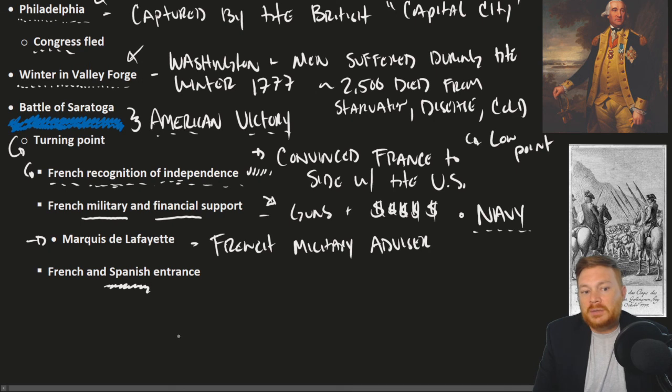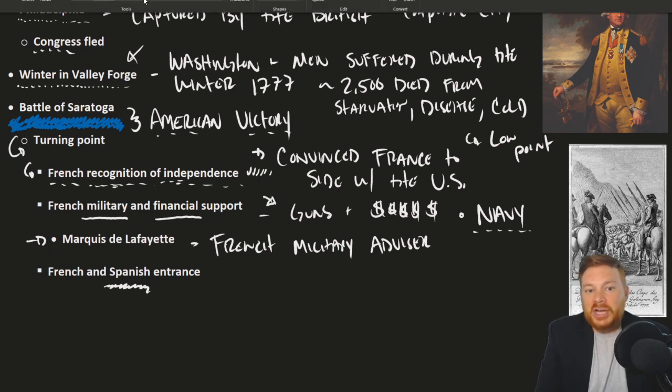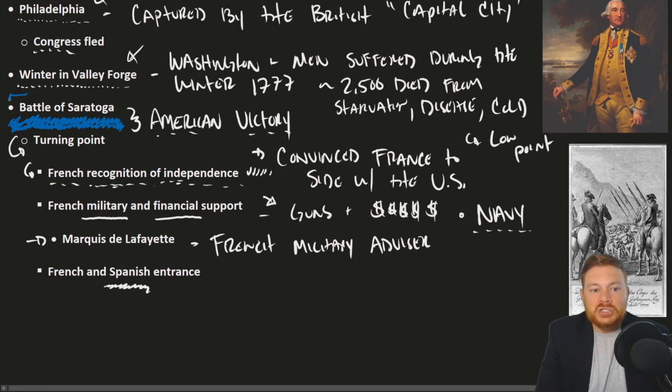So by the time that the Americans were victorious at Saratoga, the complete trajectory of the war had changed. This was no longer a war just simply between Great Britain and its colonies, but it was a war that also concerned global powers such as France and Spain.